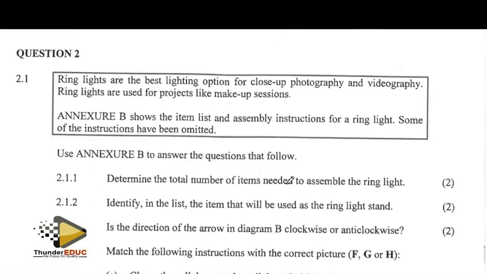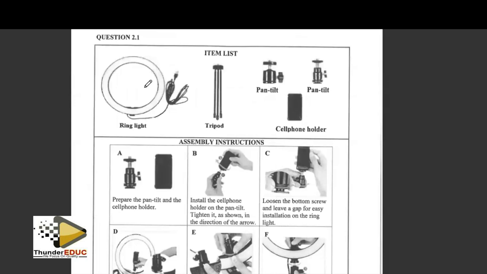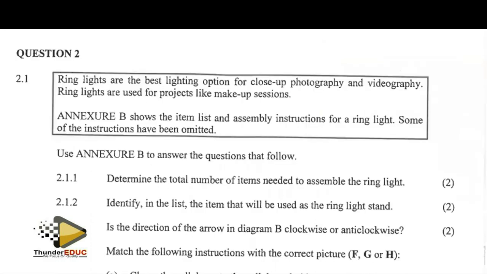Tell me the total number of items needed to assemble the ring light. We go there and we count them. Total number of items. Here we have 1, 2, 3, 4, 5. Please, we don't count the cell phone because we don't see anything else. We just have a cell phone holder. All right, then the answer there becomes, there are 5 items.